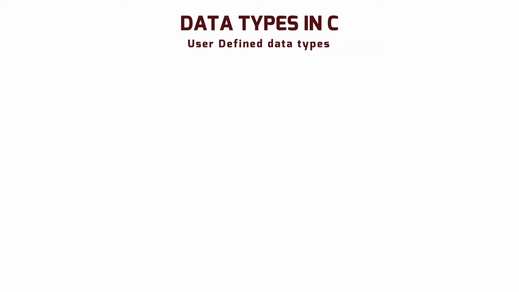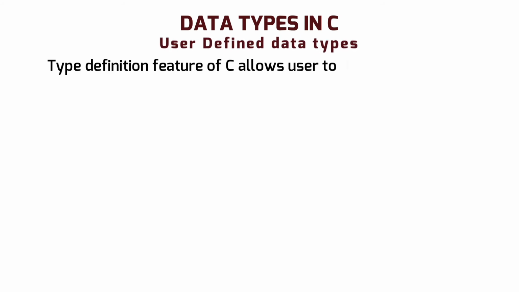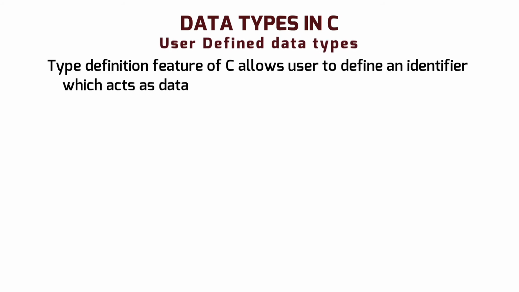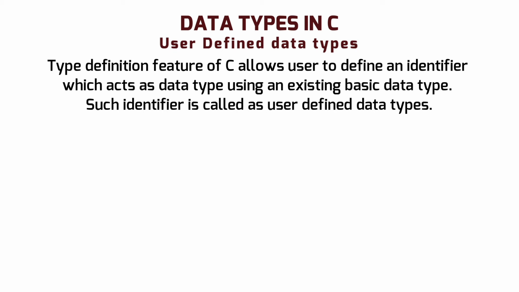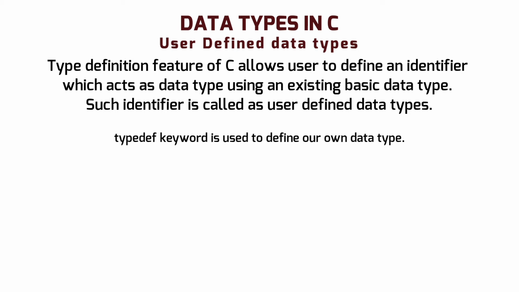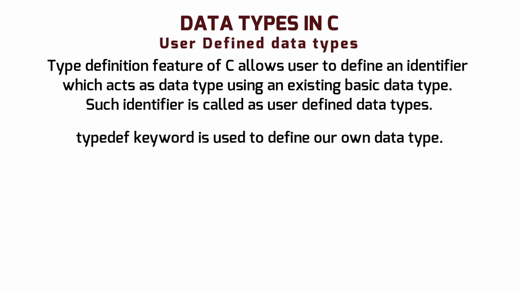Now coming to the user defined data types. The type definition feature of C allows the user to define an identifier which acts as a data type using an existing basic data type. Such an identifier is called a user defined data type. The typedef keyword is used to define our own data type.